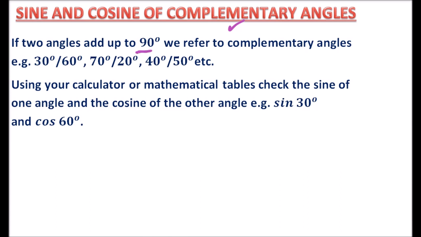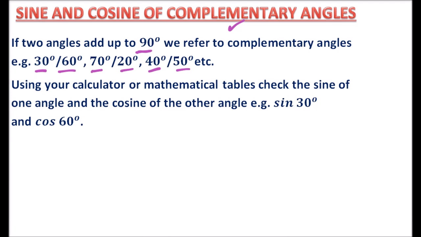For example, 30 plus 60 add up to 90. 70 plus 20 add up to 90. 40 plus 50 add up to 90. You can get others like 10 plus 80, 5 plus 85. All those are complementary angles.